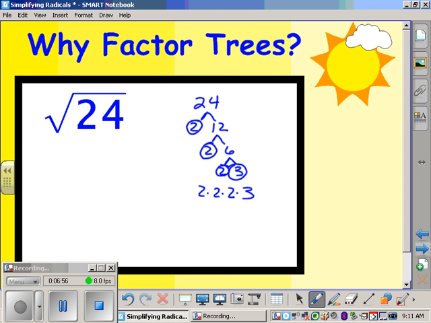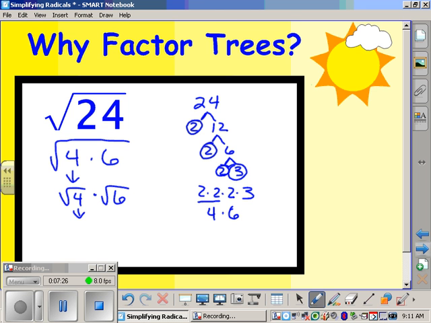Now, I want to look for pairs of numbers that are the same, like the 2's, because technically that equals 4. Anything that's not a pair, you can multiply together. So what I really have here is 4 times 6. The reason I multiplied the pair together is that anytime you multiply a pair, it creates a perfect square. So this could technically be written as the square root of 4 times the square root of 6. The square root of 4 is 2, so 2 radical 6 is the simplified version of radical 24.